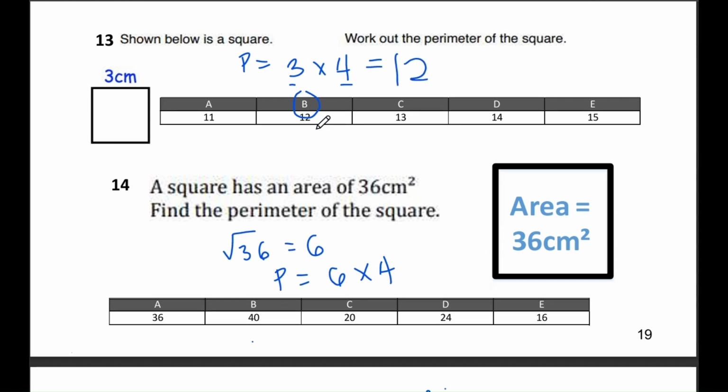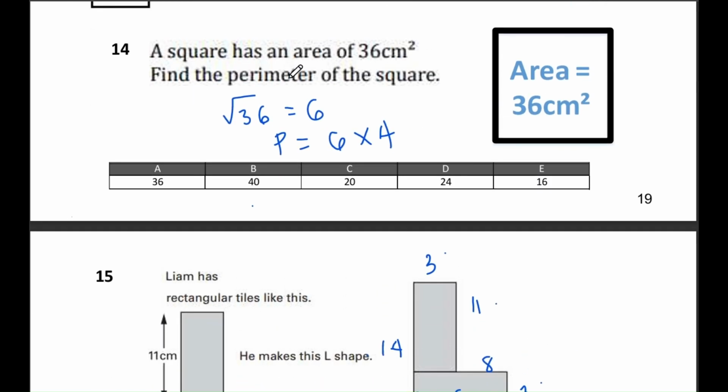Question number 14. A square has an area of 36 square centimeters. Find the perimeter of this square. Our options are A, 36, B, 40, C, 20, D, 24, and E, 16. The correct answer here is option D, 24.